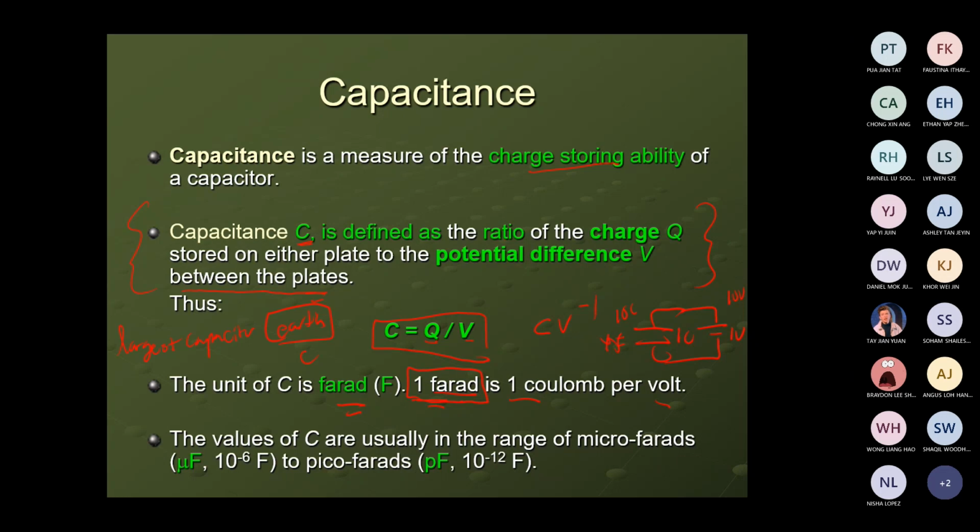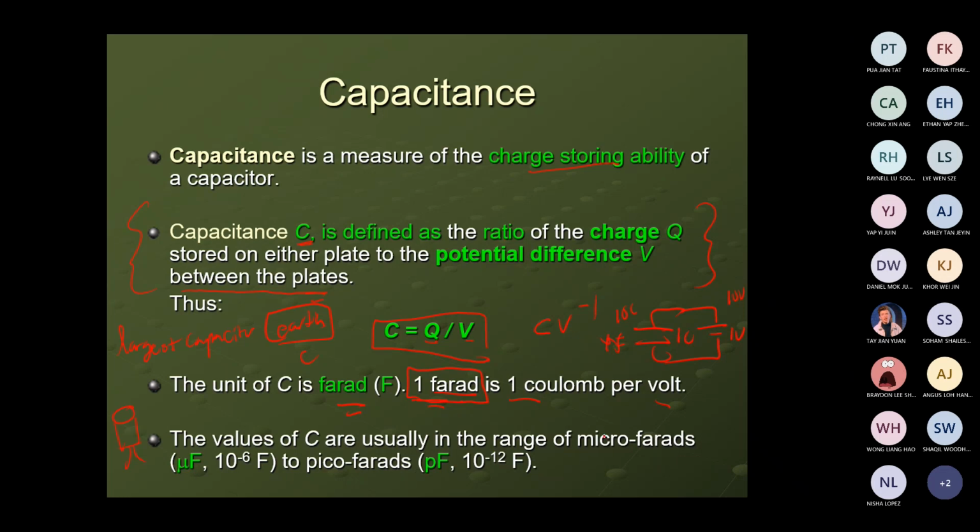You can check from Google. Even Earth, which is the largest capacitor, its capacitance is not even 1 farad. I think a few microfarad, if I'm not mistaken. So the unit 1 farad is very huge. Normally the commercial capacitors we have on electronic boards have smaller units like microfarad or picofarad.